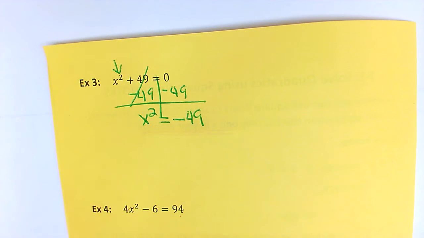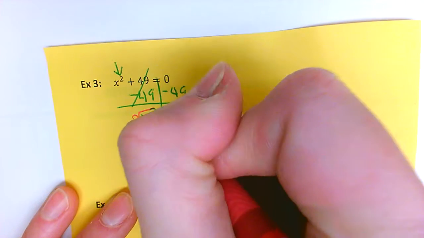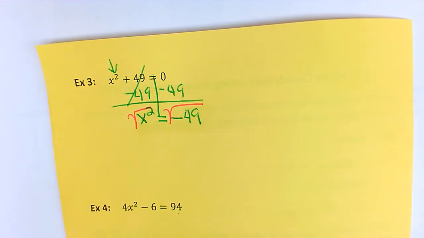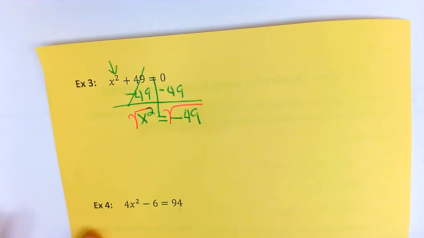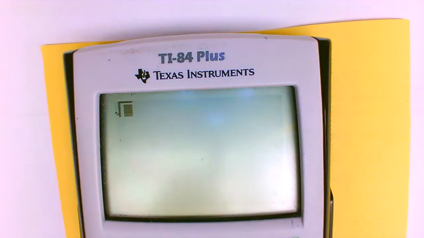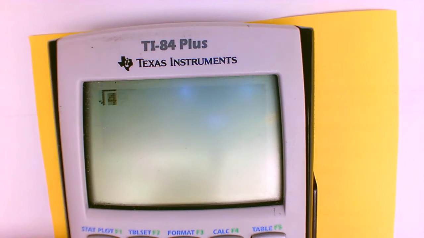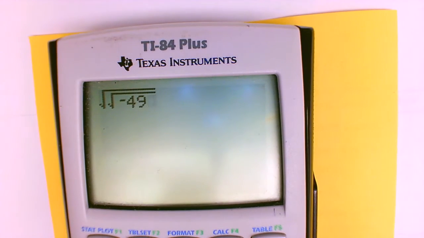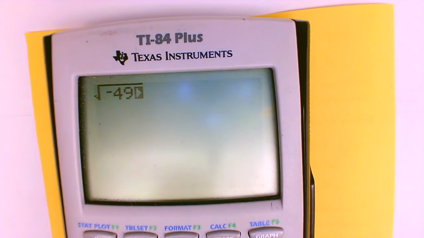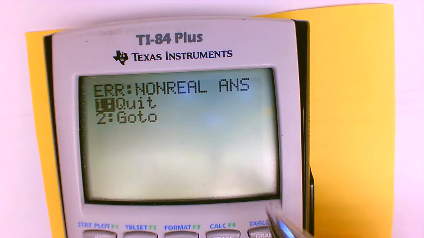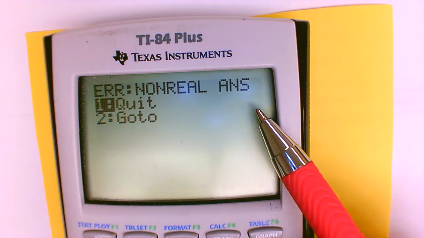Now for the next step, you need to take the square root of each side. But something different is going to happen on this problem. I know the square root of 49 is 7, but what's the square root of a negative 49? Okay, oops, square root of negative 49. I can do this. All right. That calculator says error because it's a non-real answer.